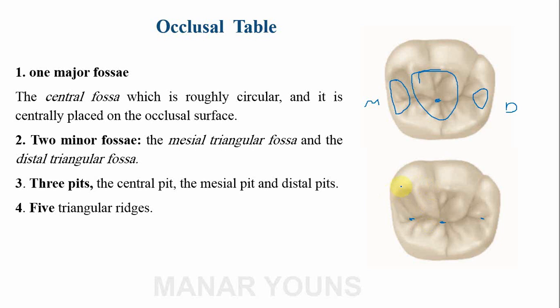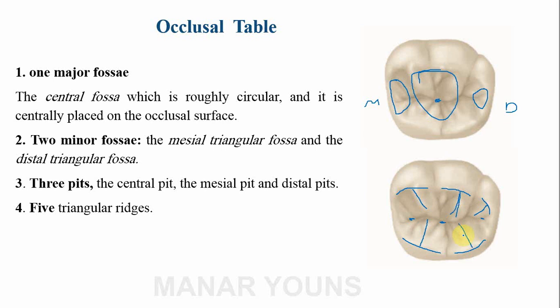Each cusp has its own cusp ridges and triangular ridge. So these are the cusp ridge of the mesiobuccal cusp, the cusp ridge of the distobuccal cusp, the cusp ridge of the distal cusp, the cusp ridge of the distal lingual, and the cusp ridge of the mesiolingual. In addition, 5 triangular ridges: triangular ridge of the mesiobuccal, distobuccal, distal, distal lingual, and mesiolingual.